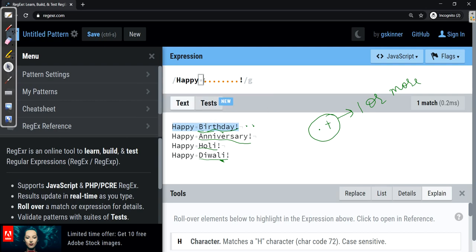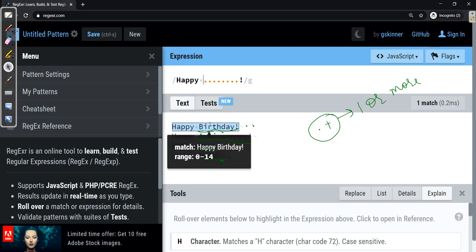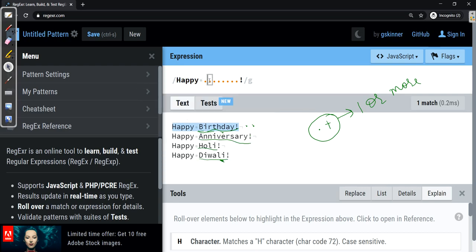As we have seen, happy and space are common in all of the 4 strings, so I'll leave it as it is. Now what I'll do, I'll take one dot, as it is used in 4 of these strings, and then I'll apply the plus sign. See, by applying the plus sign, it is matching all of the words.